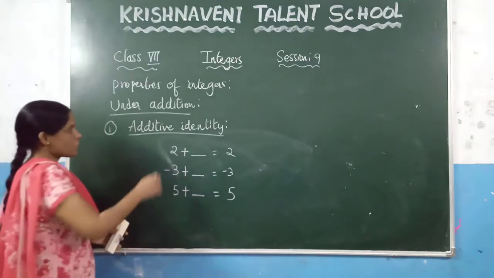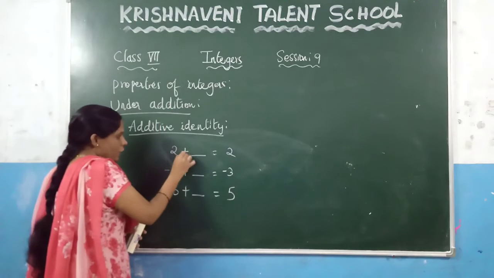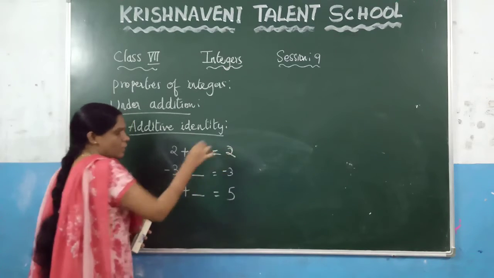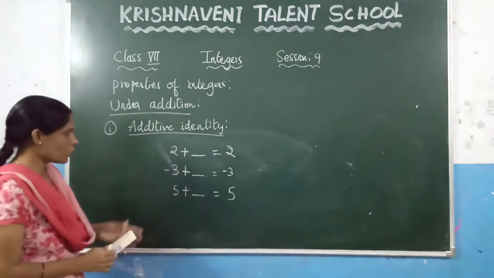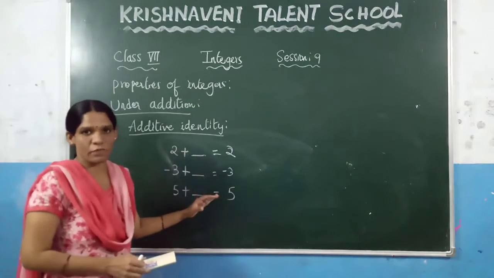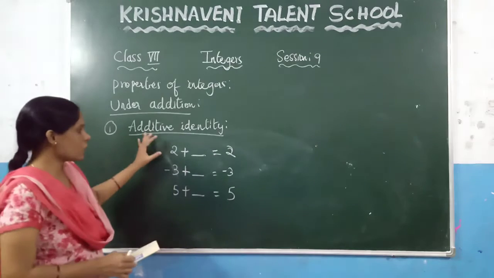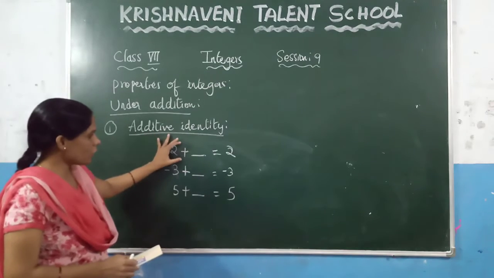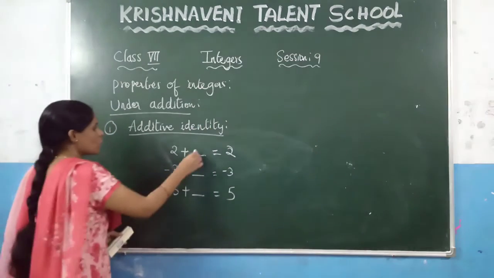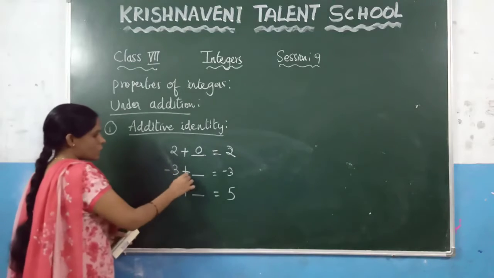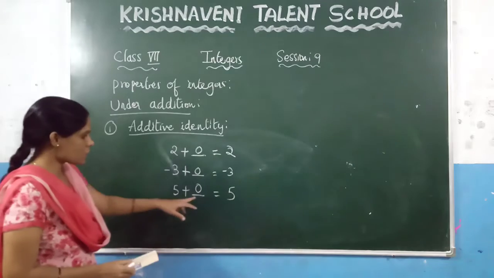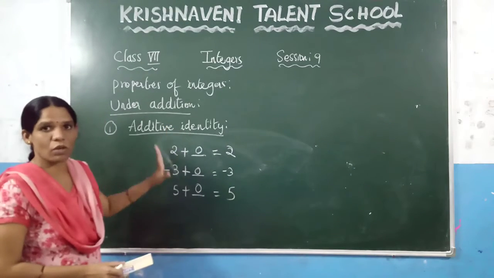So here, since we are talking about addition, we need to add one number such that you get the result as the same number. Which number do you need to add? You know that if you add 0 to any number, you get the same number as the result. You need to add one number so that you get the same answer. You know that 2 plus 0 is 2, minus 3 plus 0 is minus 3, 5 plus 0 is 5. So this 0 we call the additive identity of the integers.